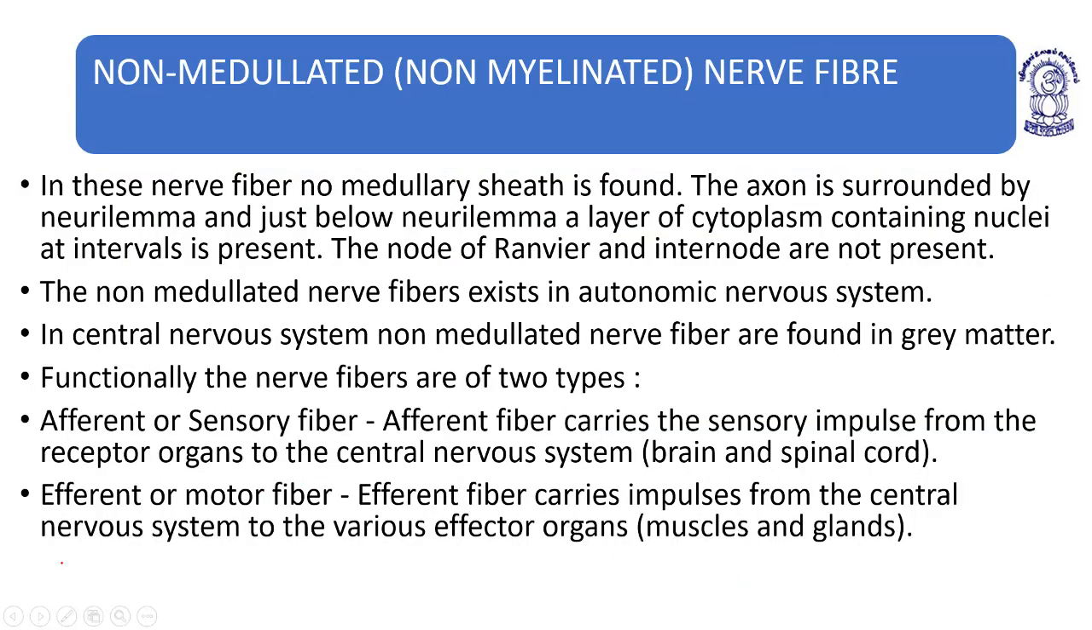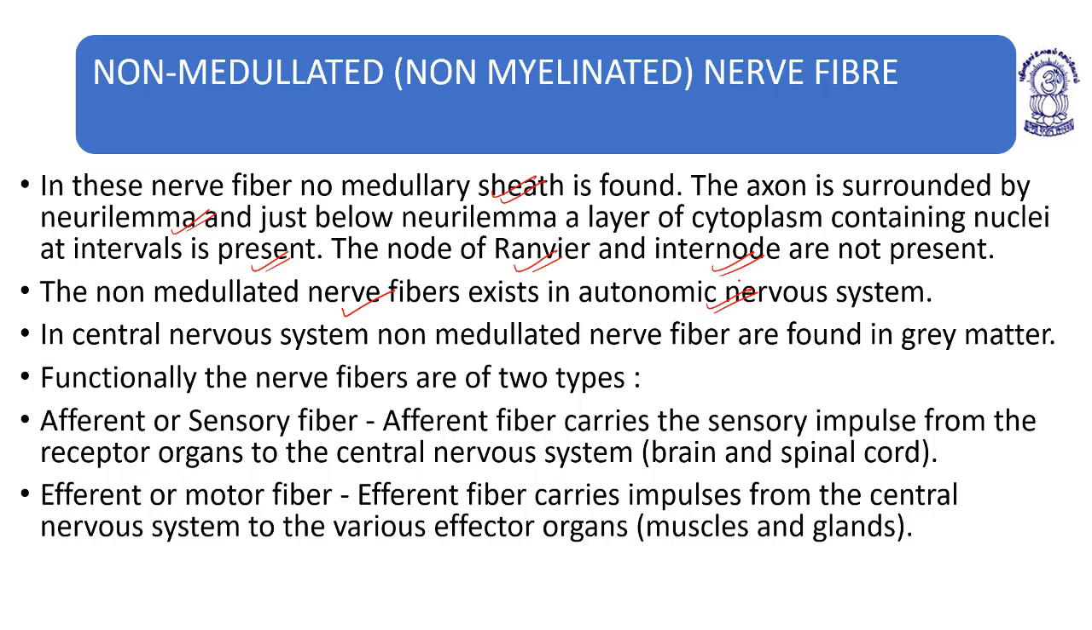Now coming to the next, non-myelinated or non-medullated nerve fibers. In these nerve fibers, there is no medullary sheath or myelin sheath. The axon is surrounded by neurolemma only, and just below the neurolemma, a layer of cytoplasm containing nuclei at intervals is present. The node of Ranvier and internodes are not present in non-medullated or non-myelinated nerve fibers. The non-medullated nerve fibers exist in the autonomic nervous system.